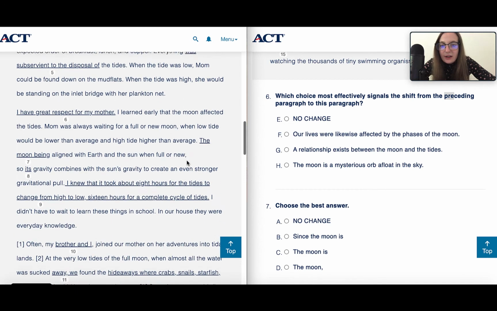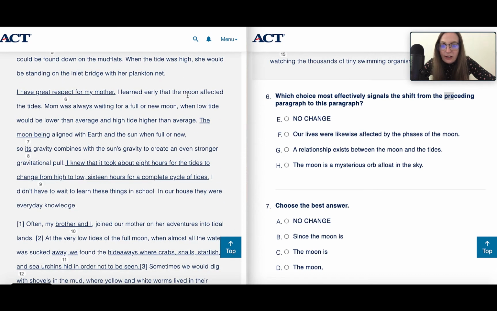All right, so let's look at the next paragraph. "I learned early that the moon affected the tides. Mom was always waiting for a full or new moon. The moon aligned with Earth and the sun when this was true. Here's the gravity. So I didn't have to learn this stuff in school. In our house, we learned this knowledge." Okay, so basically now it's talking about how the tides here are affected by the moon, and how that also affects what's going on in their household and the mom's work schedule for that matter, which ends up affecting the household.